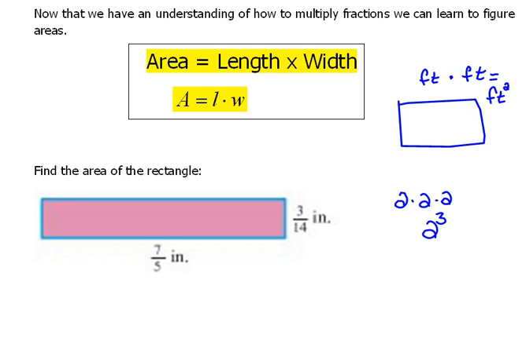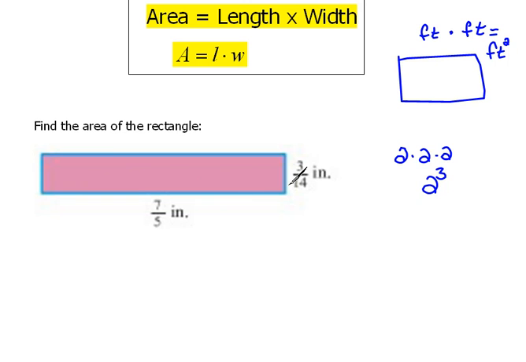All right, so let's use that and let's try to figure the area of this rectangle. When you're figuring area in real world times, you have to be able to work with fractions because very, very rarely is your room exactly 12 feet long, or 16 feet long, or 20 feet long. It's almost always a fractional amount of a measure. Okay, so here we have a rectangle that is 7/5 inches this direction and 3/14 inches this direction. So we have our length and our width of this rectangle.